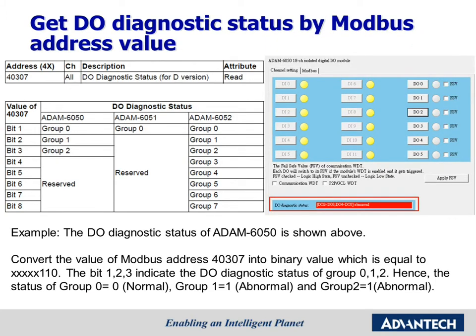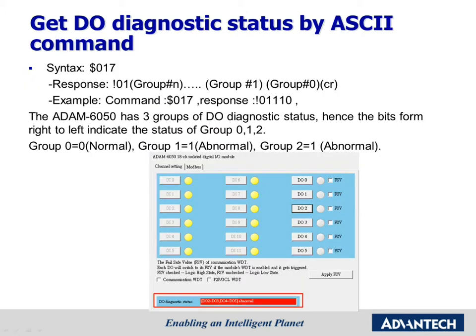Also, users can get DO diagnostic status from the Modbus address 40307. If the group is normal, the value in the address must be 0. If the group is abnormal, it will store 1 in that address. Users can also get the DO diagnostic status by sending an ASCII command to the ADAM module. Here is a simple example in the slide.